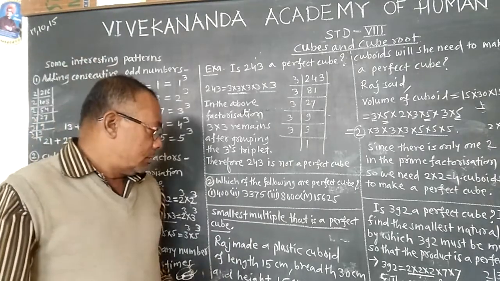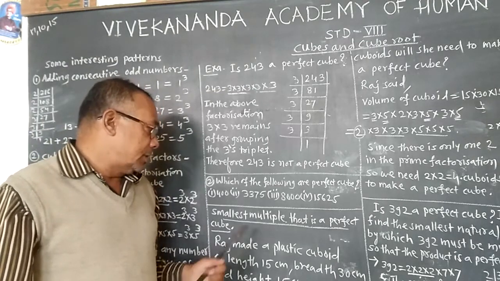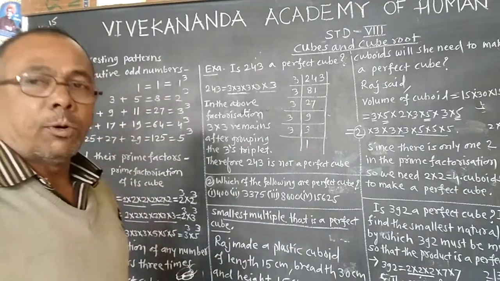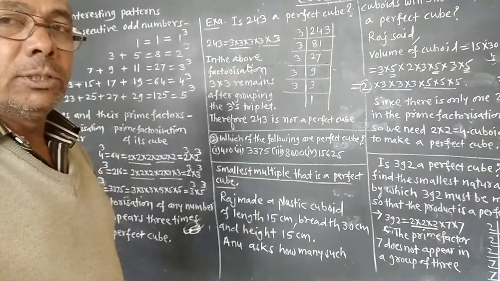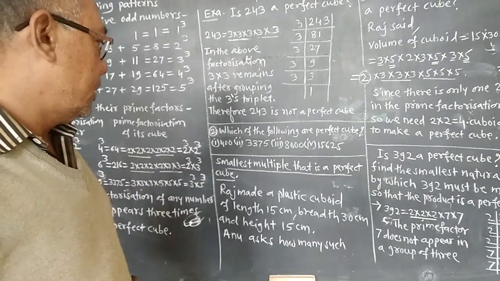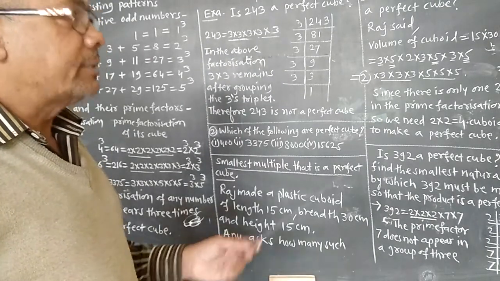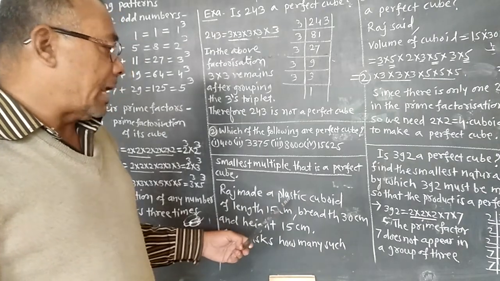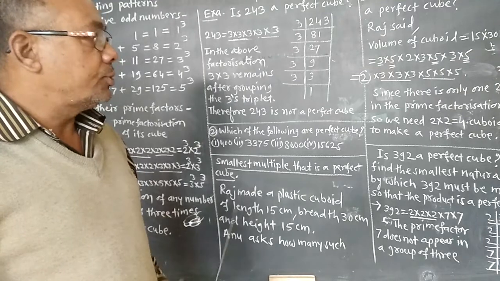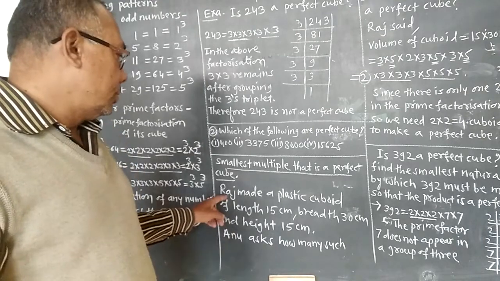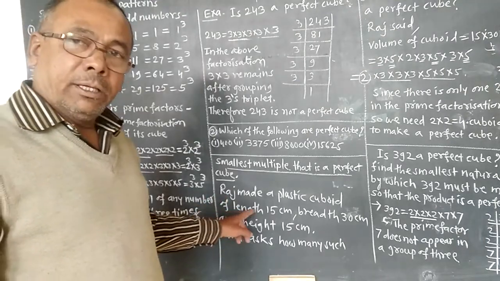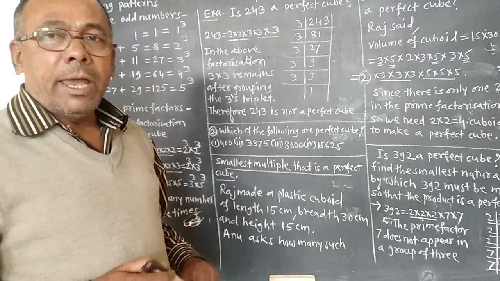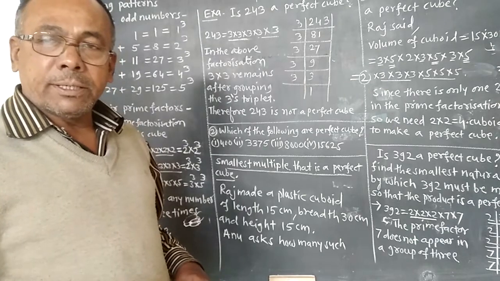Now we will see the smallest multiple that is a perfect cube. Here one example is given: Raj made a plastic cuboid of length 15 centimeter, breadth 30 centimeter and height 15 centimeter.